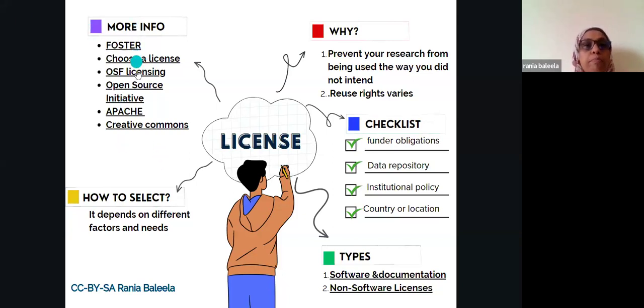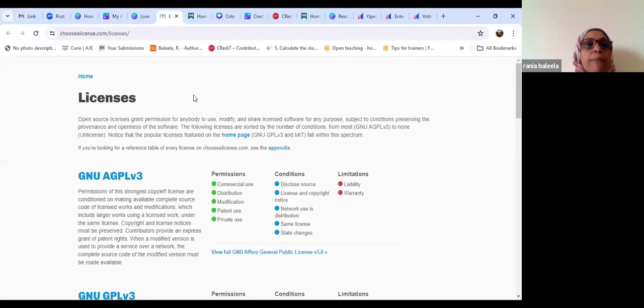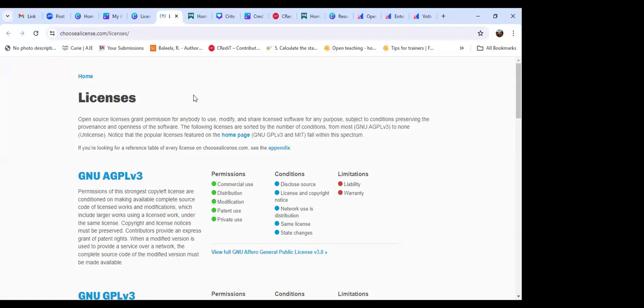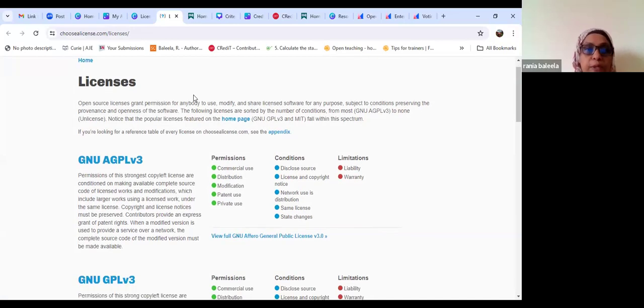You can use many resources, but I love this one. This link, I will give you access to it. It's called Choose a License. Can you see this website? Do you see it? Yes. So Choose a License gives you an idea about different types of licenses.